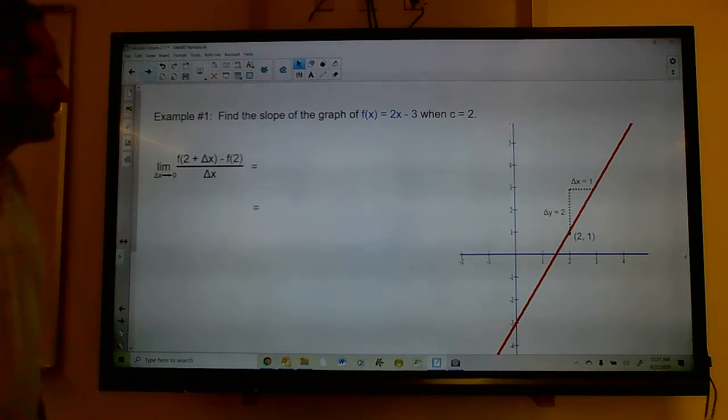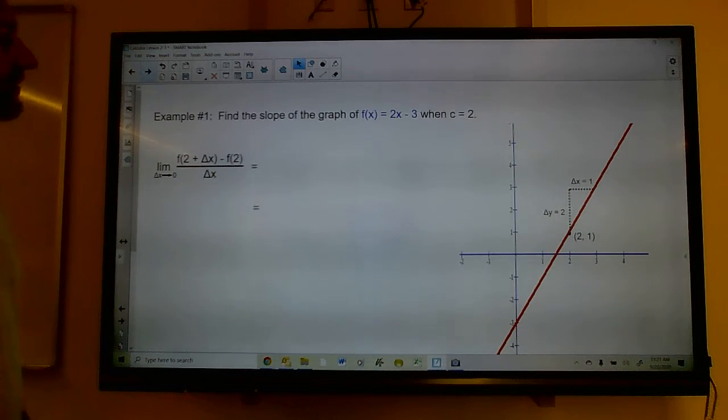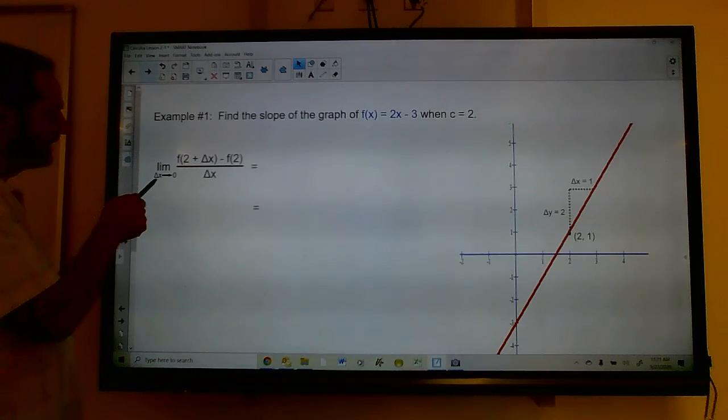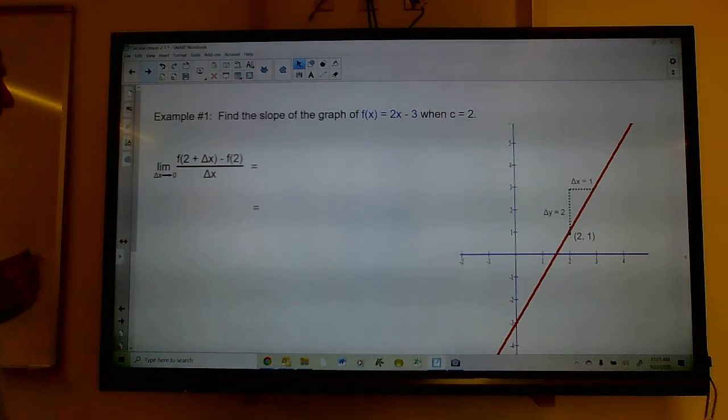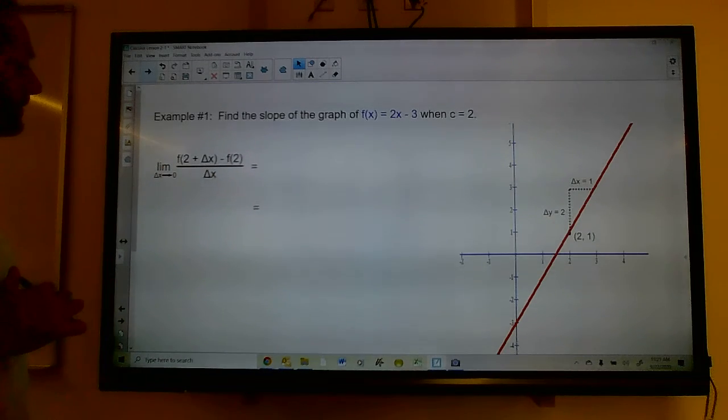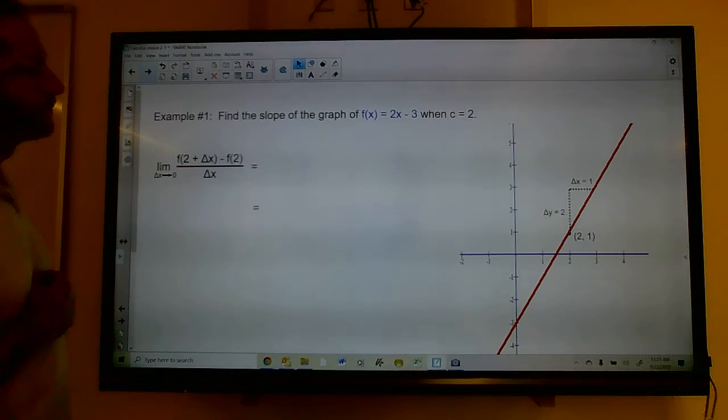Okay, so let's look at this one here. Find the slope of the graph. f of x is 2x minus 3 when c is 2. So here's our formula. We're going to find the limit as delta x goes to 0 of f of 2 plus delta x minus f of 2, divided by delta x.